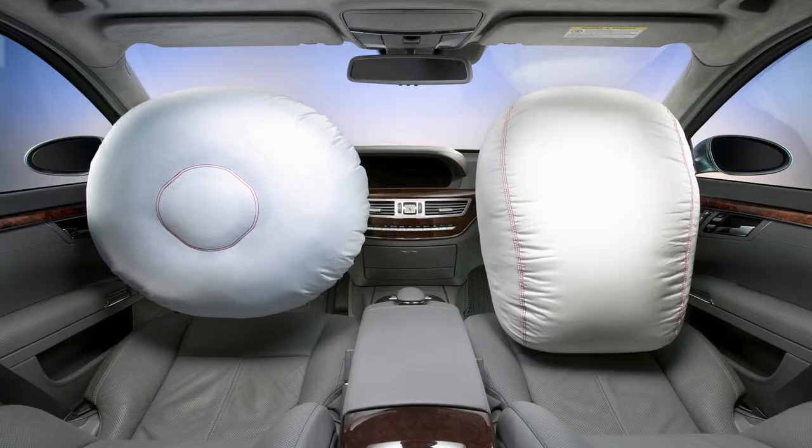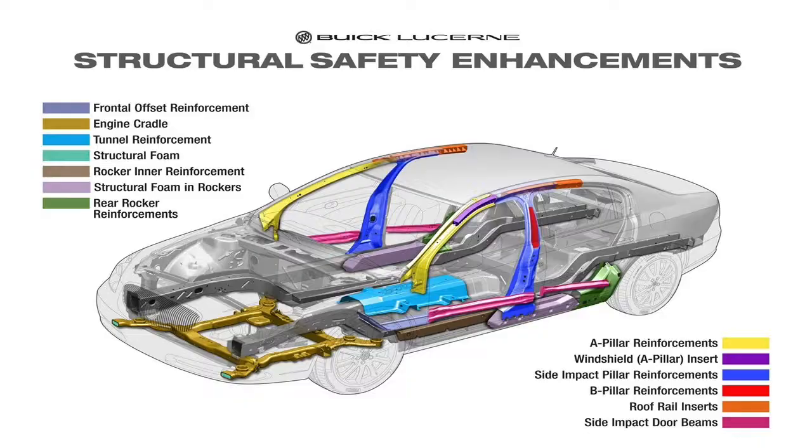Here is a picture of the airbags. Notice the designs. The steering wheel is rounded because it's a steering wheel, and the passenger seat. So much for putting your seat back. You would really smack into that airbag quite dramatically. Here are some structural safety enhancements.